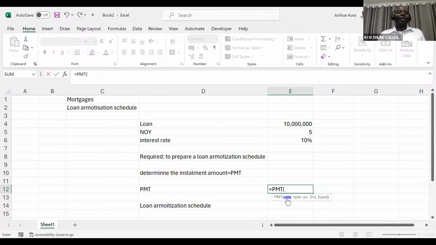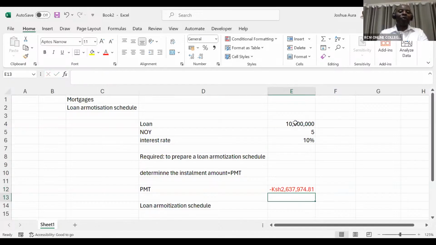So the rate is the interest rate. It is 10%. You say comma, number of periods, there are 5. Comma, present value is the loan this lady took, which is 10 million. And then I close brackets like that and enter. So I'm getting Kenya shillings 2.637 negative.